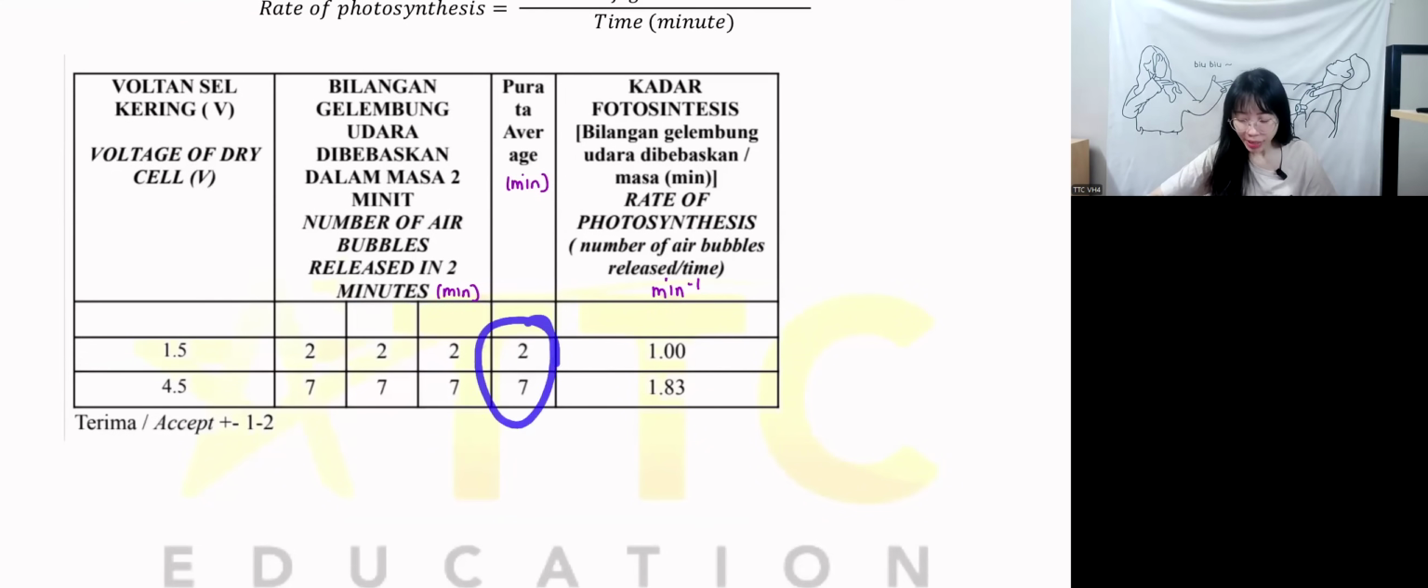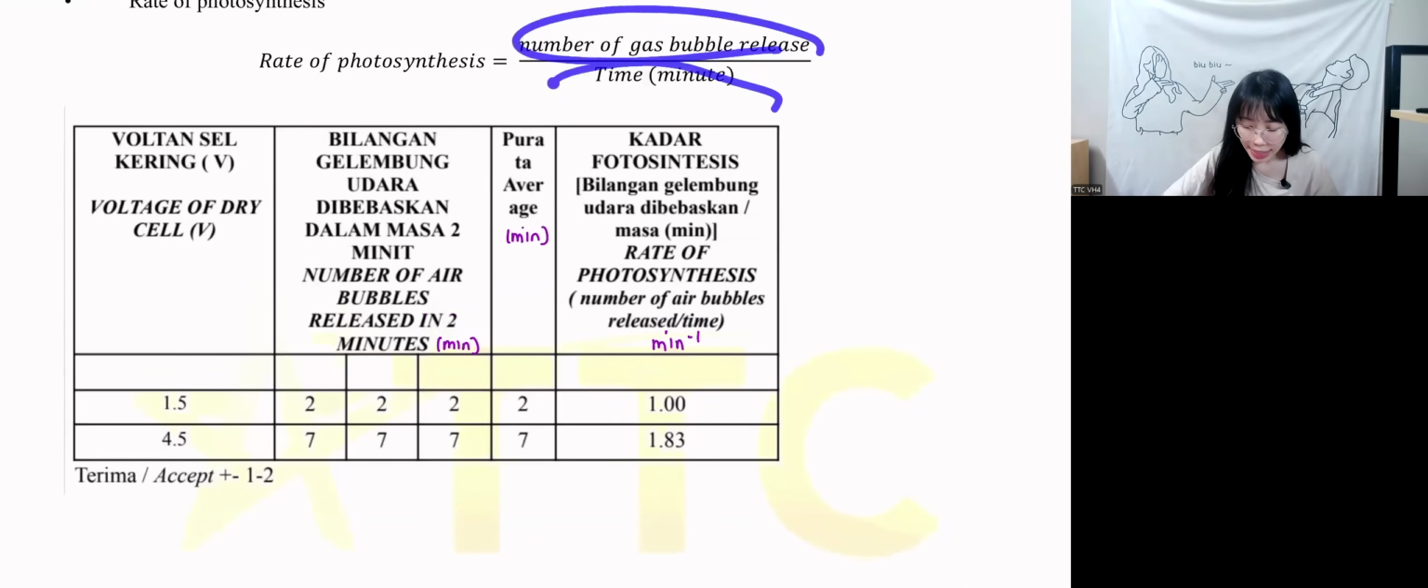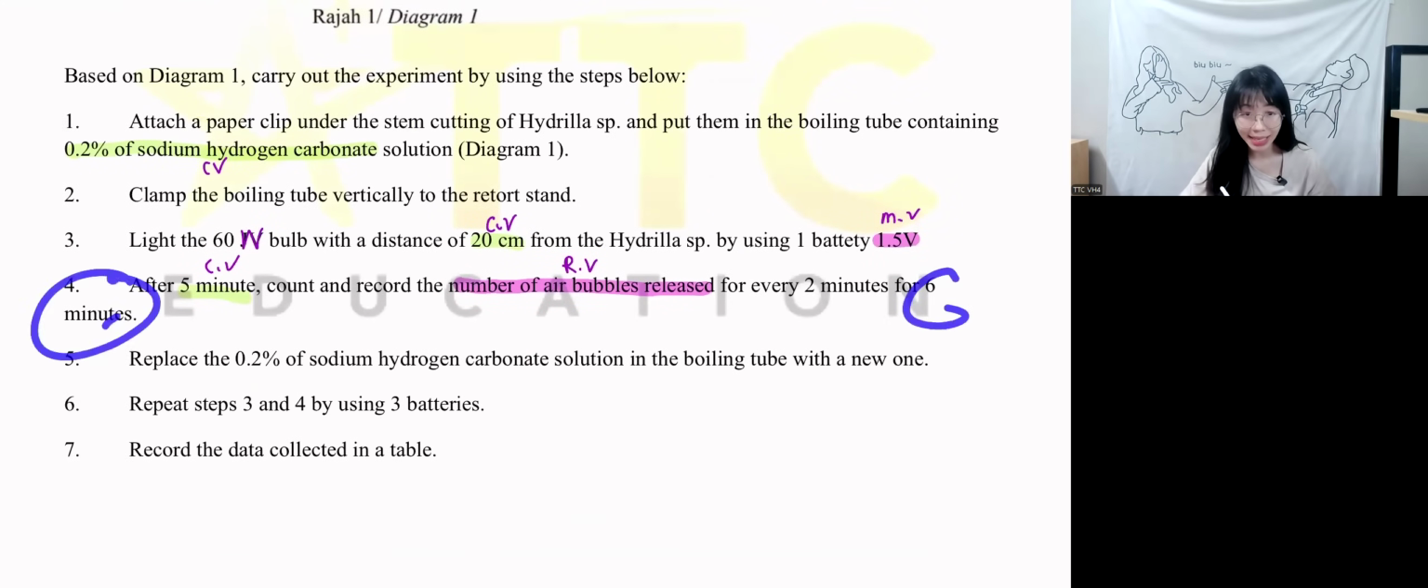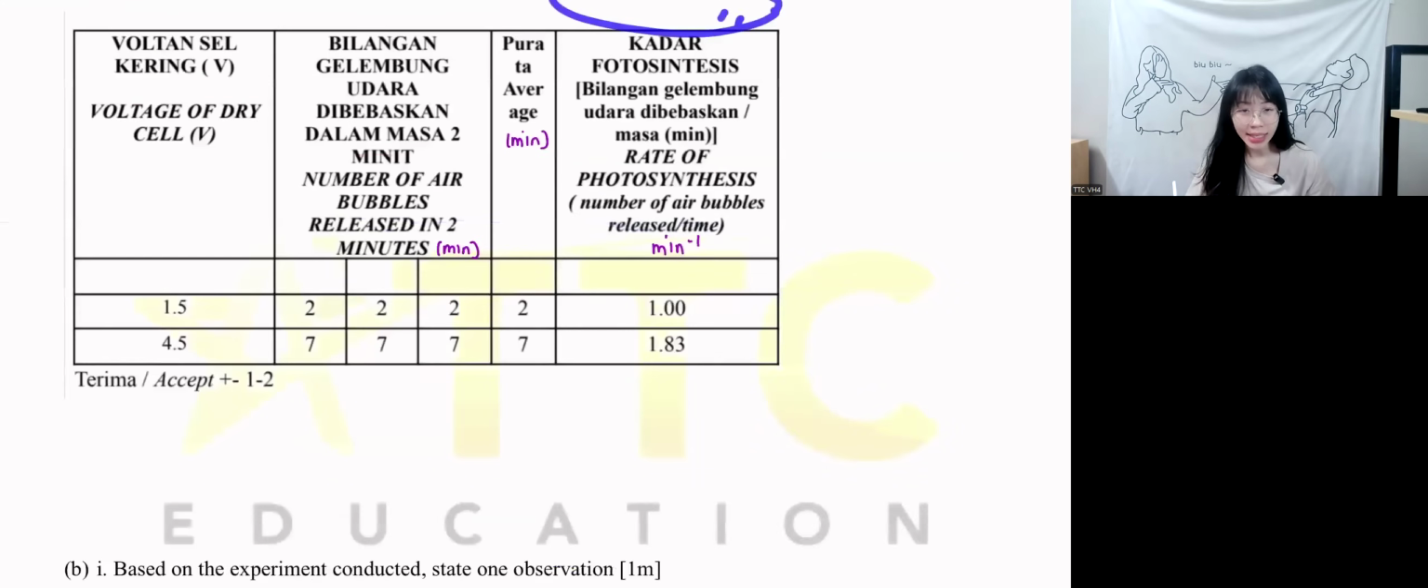Then you have your average, and you have your rate of photosynthesis. You use the number of bubbles released divided by time. What is your time just now? Your time is 6 minutes, so you divide by 6. Then we have your answer.